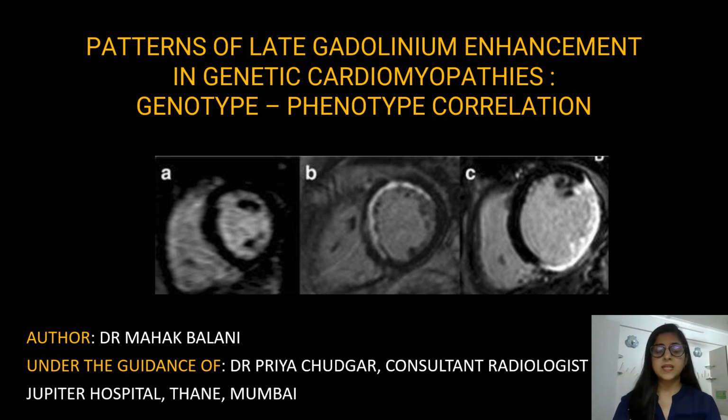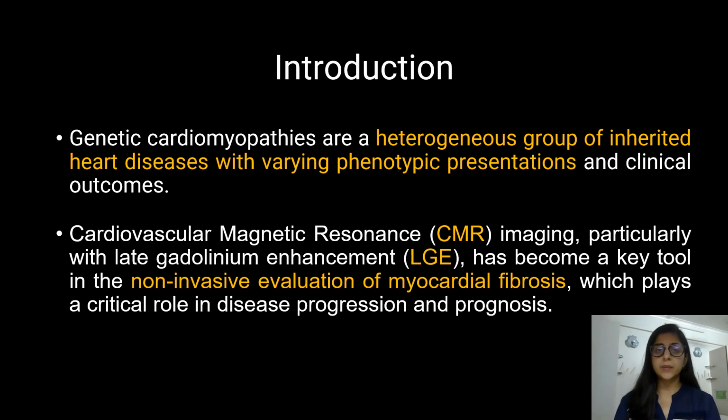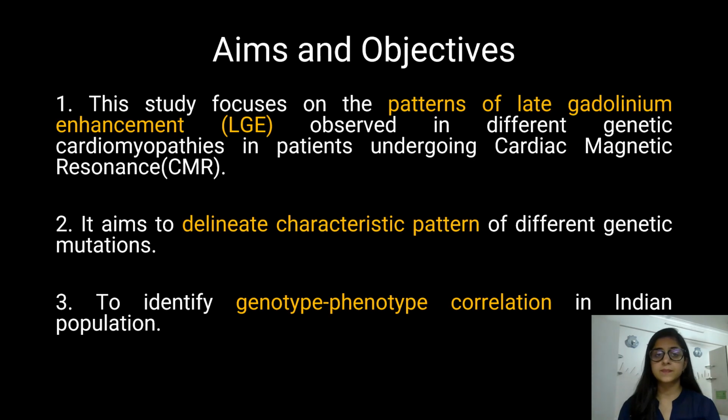My topic for paper presentation is Patterns of Late Gadolinium Enhancement in Genetic Cardiomyopathies, a genotype-phenotype correlation. Genetic cardiomyopathies are a heterogeneous group of inherited heart diseases with varying phenotypic presentations and clinical outcomes. Cardiovascular magnetic resonance imaging, particularly with late gadolinium enhancement (LGE), has become a key tool in the non-invasive evaluation of myocardial fibrosis, which plays a critical role in disease progression and prognosis.